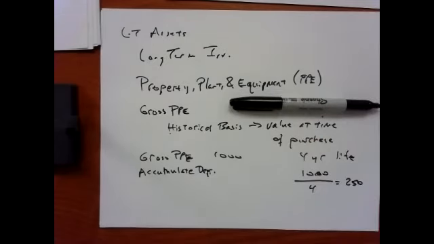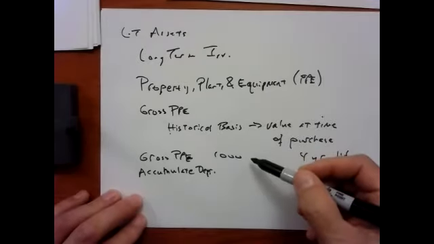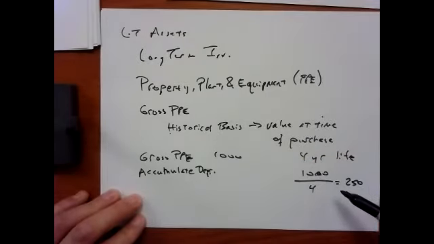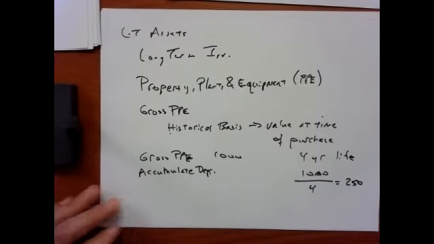Accumulated depreciation is the amount of depreciation that has been charged against a particular asset. So if the university has my $1,000 laptop and it's expected to have a 4-year life, they're going to charge themselves $250 per year in depreciation. That reduces the value of the property, plant, and equipment that we have on our books, so that we get to what's called net property, plant, and equipment.